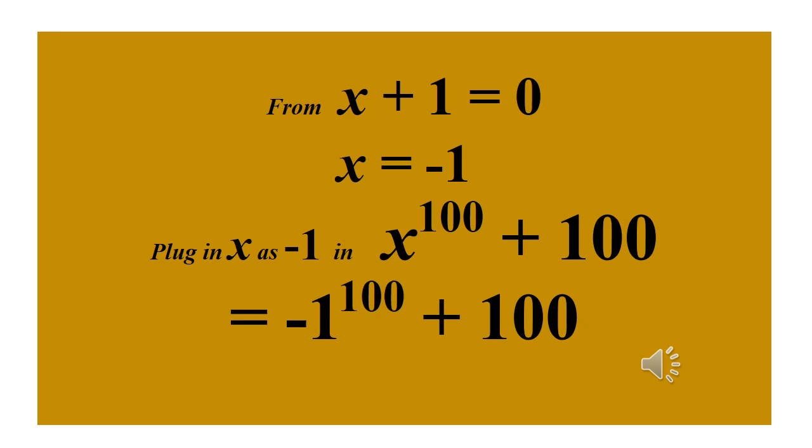Or we can take the plus 1 to the other side of equal sign. Then it becomes x equals 0 minus 1. Then x equals minus 1. Then we can just plug in the value of x now, which is minus 1, in x raised to power 100 plus 100. So if we plug in minus 1 to replace x, we have minus 1 raised to power 100 plus 100.